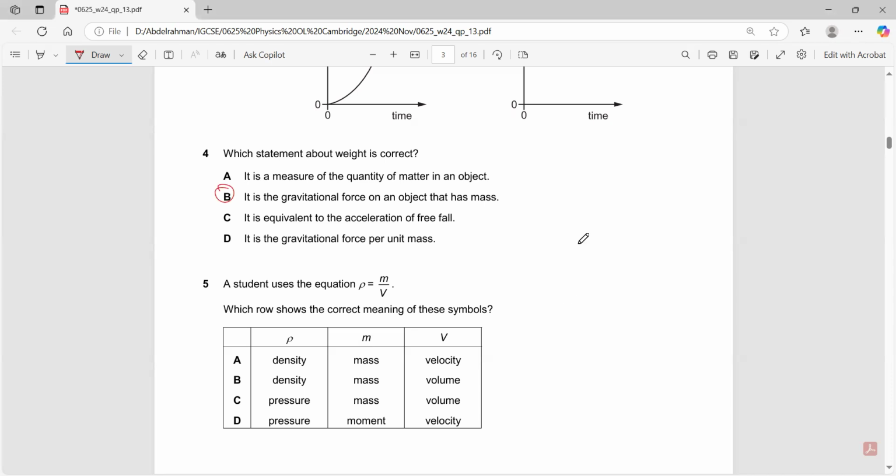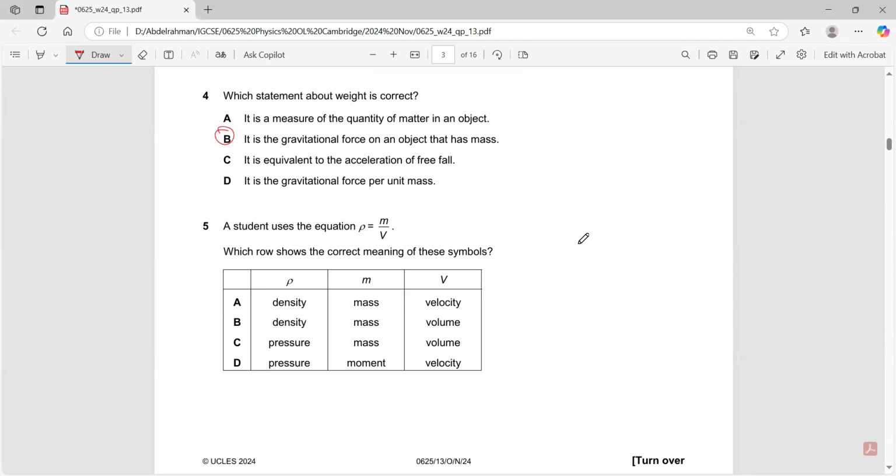A student uses the equation rho equals m over V. What is rho, what is m, and what is V? This is density. Yes, density equals mass over volume.